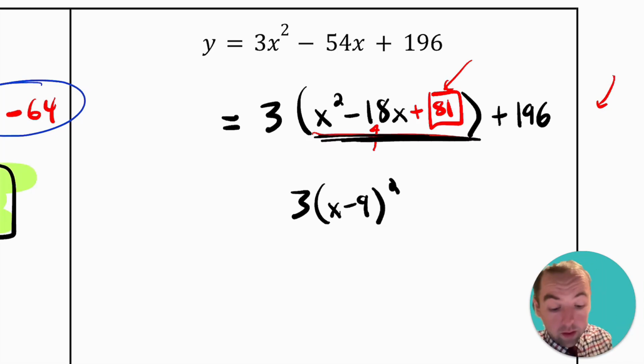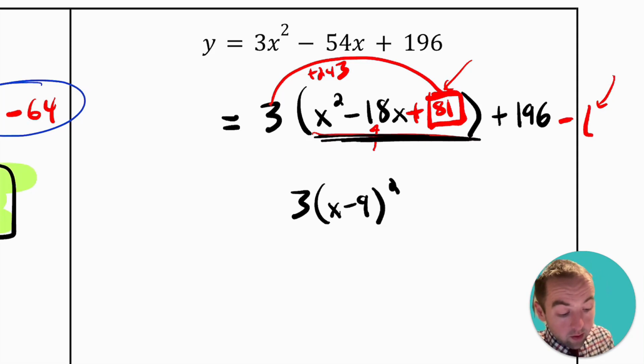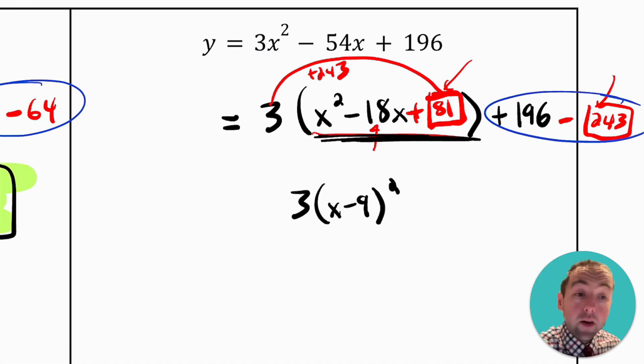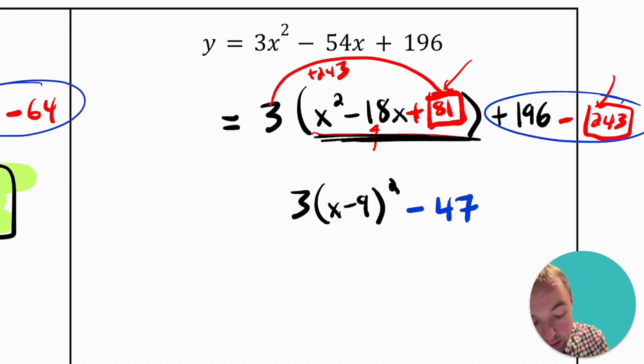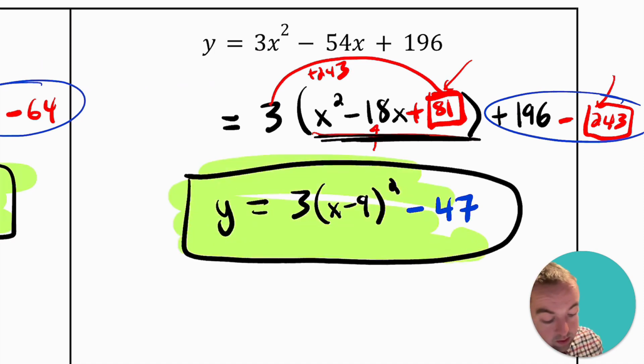Now the thing you need to realize is that when I added an 81, it was actually in the parentheses. So I actually added in 3 times 81, which is 243. That means out here, I need to subtract 243 to undo that, to make sure I still have the same equation. Then if I take those couple numbers, positive 196 and negative 243, and combine them, you end up getting negative 47. So this equation is now expressed in vertex form.